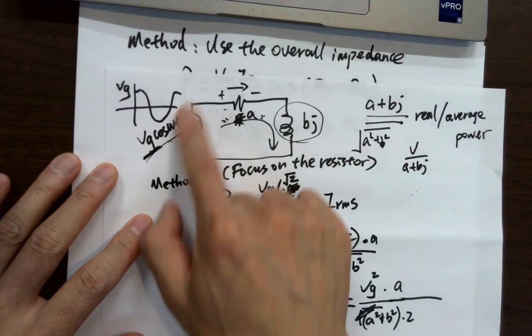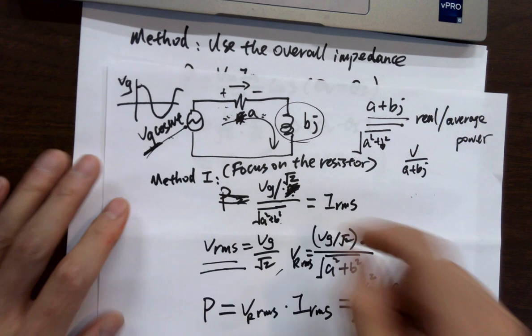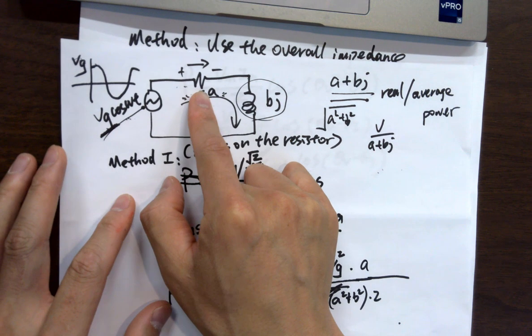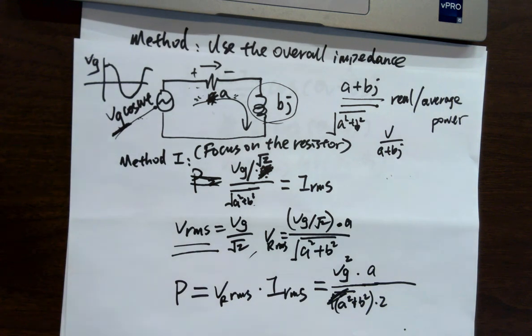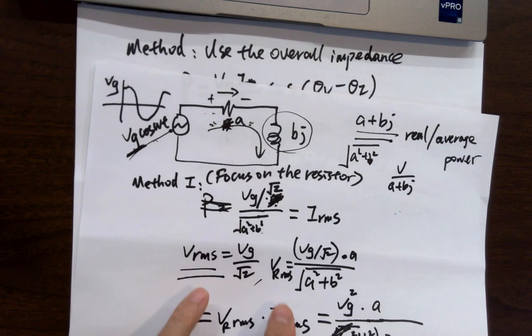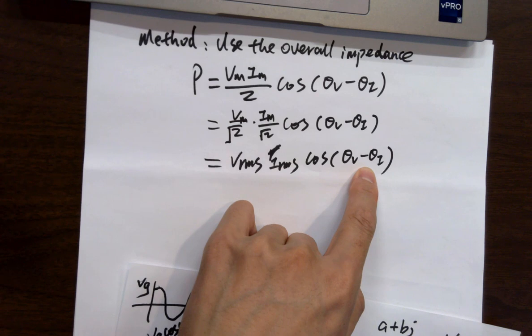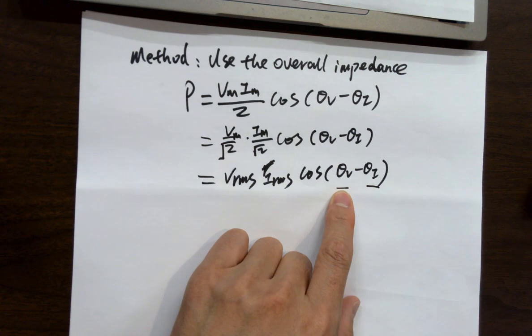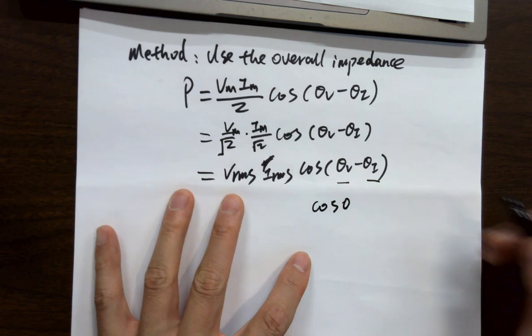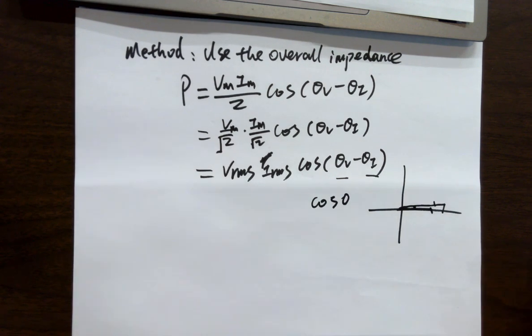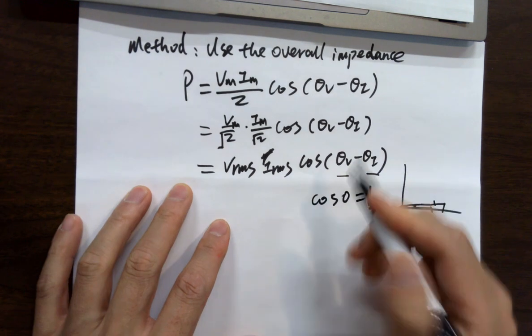So it's asking for the average power of the whole circuit. Again, for the first method, we didn't care about the inductive load because we know that the resistor is the only component consuming average power. So the whole focus was to find out the VRMS of the resistor and the IRMS of the resistor. And this is still valid for this calculation. Why? What's the phase shift of the resistor in terms of V and I? What's the angle difference between V and I for the resistor? 0. So what is cosine 0? It's 1.